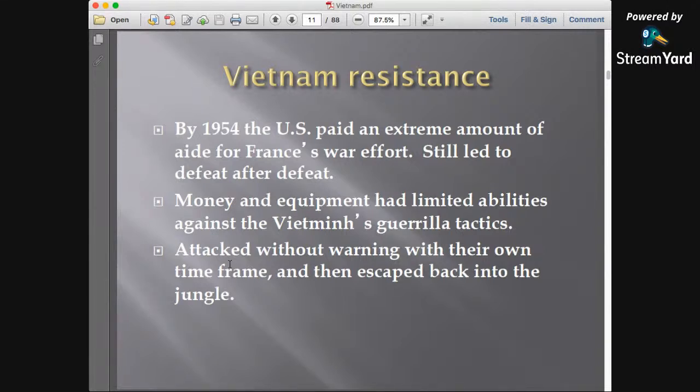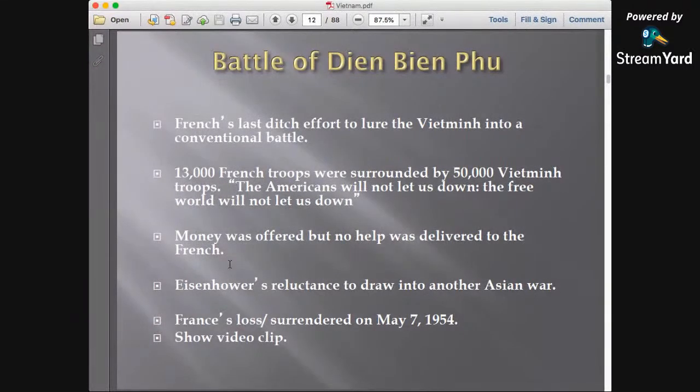And if we look back earlier in this mini lecture, we know that Le Loi was the first Vietnamese emperor that would use these tactics and win. They attacked without warning, on their own time frame, and then escaped back into the jungle. And it was really difficult to see who was with us and who was against us within that area.